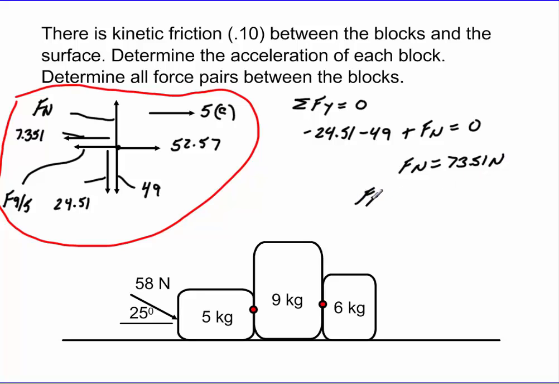So then friction would equal 73.51 times 0.10, which gives you 7.351. So that's where I got friction right here. Everybody following? The first block's hard, the rest of them are easy. You'd assume that once you find the acceleration. Okay, everybody good with that?